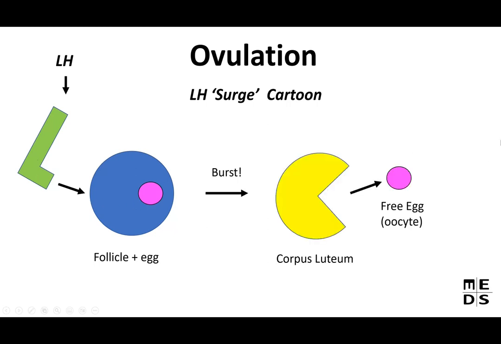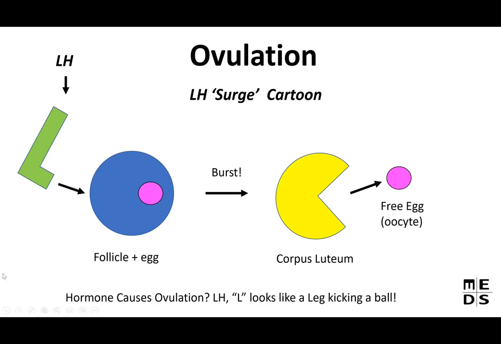And if you burst it, it's going to release the egg and it's going to go into the fallopian tube for potential fertilization. This is ovulation, which is the release of the egg. And once it does that, the follicle will now become the corpus luteum, which means yellow body, hence why I colored it yellow. So I hope this is a nice mnemonic.